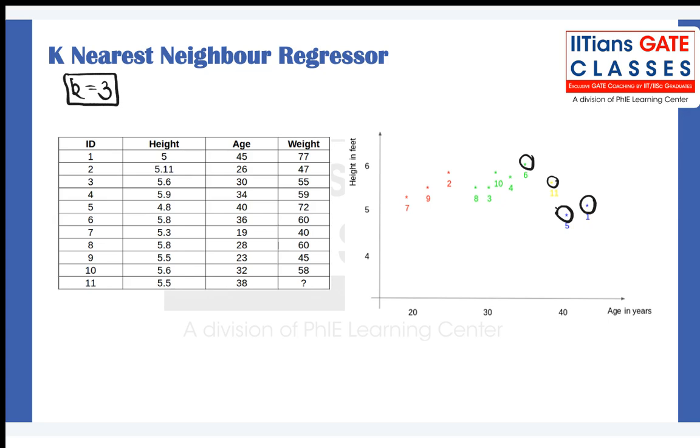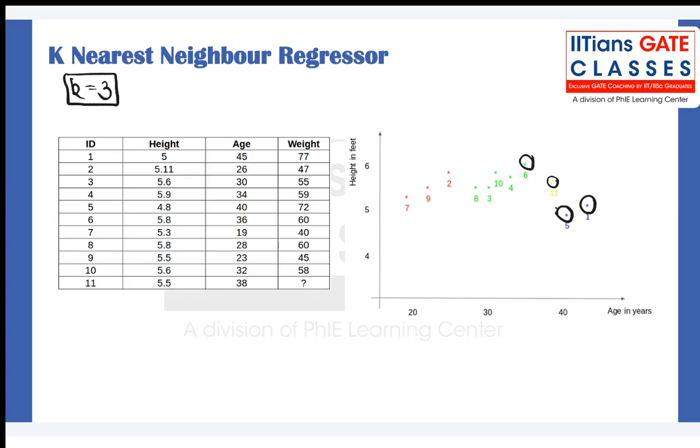It's the same as the K nearest neighbor classifier we saw earlier. But for those three nearest points to the point with ID 11, you take an average of the weights of those points. So what is the average of the weight of the points? It will be 77 plus 72 plus, I guess, 60, divided by 3. And that will be the weight of the person with ID 11 that your model will predict. Whether the model predicts it correctly or incorrectly is a different question. But this is what the K nearest neighbor regressor algorithm will compute.